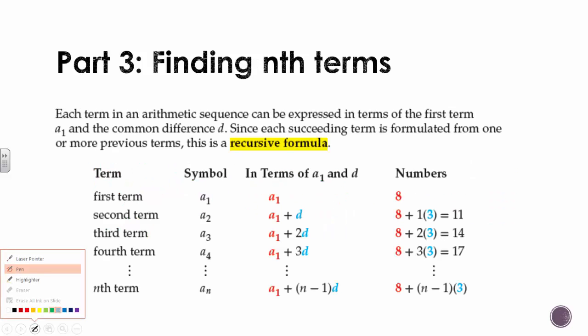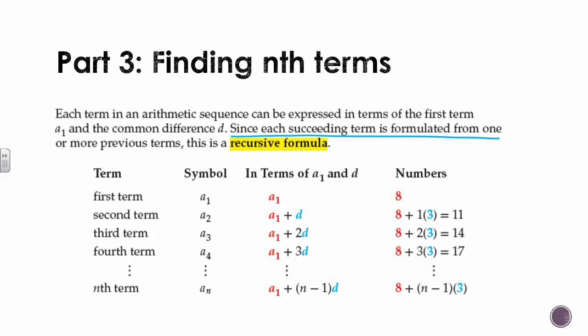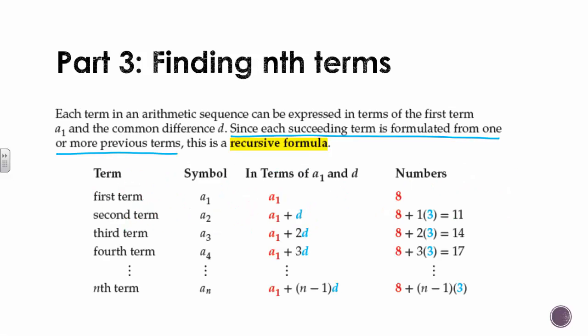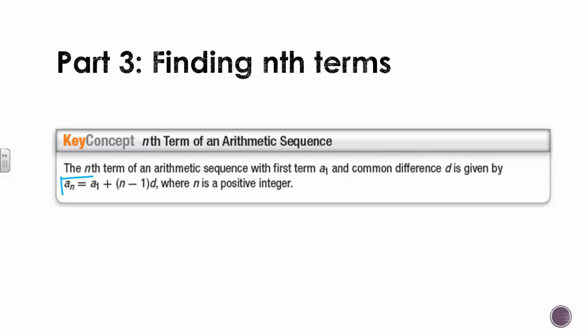We're going to create something called a recursive formula. Recursive formulas are when succeeding terms are formulated from the previous terms. So basically, if I knew the 99th term right here, if I told you the 99th term was negative 432, you should be able to tell me the next one, but you have to know this to move on to the next one. So if we look at all this, it eventually leads us to this formula.